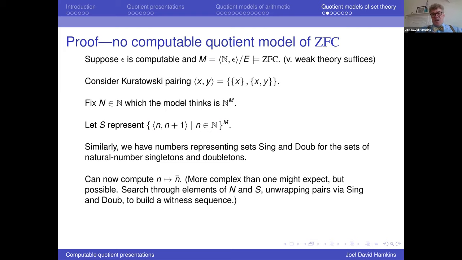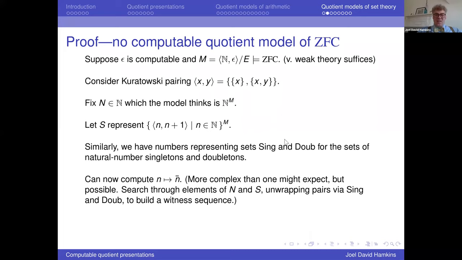But the way it works is, okay, you're given a number n. Now we can give ourselves the number 0. And now how do we find the number 1? Well, we have the successor function, but we can't just apply it because we don't have it as a function. We only have it as this set of elements, but the elements of it are just other sets that happen to be pairs. And the pairs are this Kuratowski pairing thing. And so the elements of S are themselves sets that have two elements, one of which is a singleton and the other of which is a doubleton.